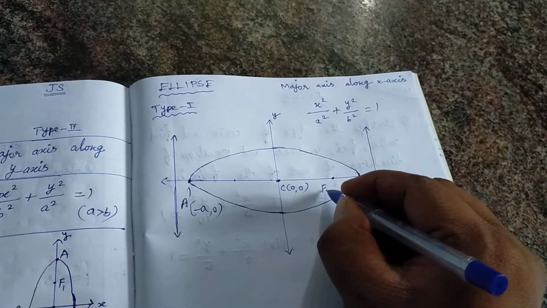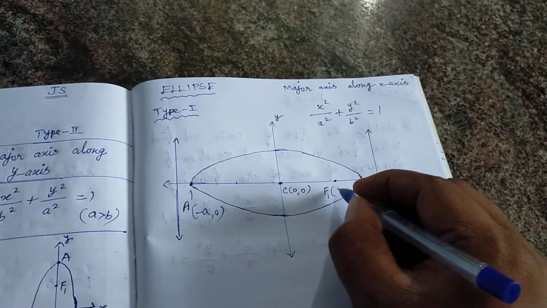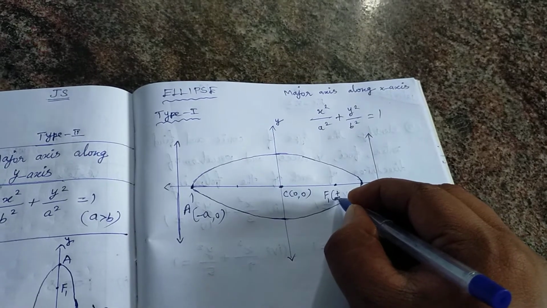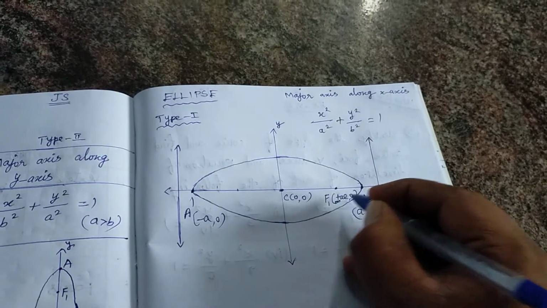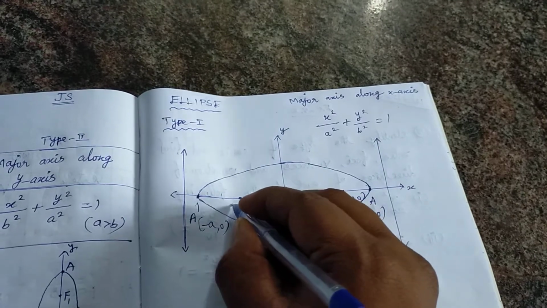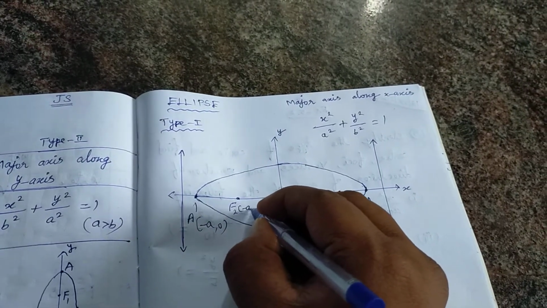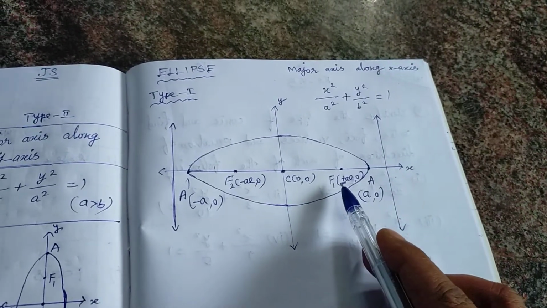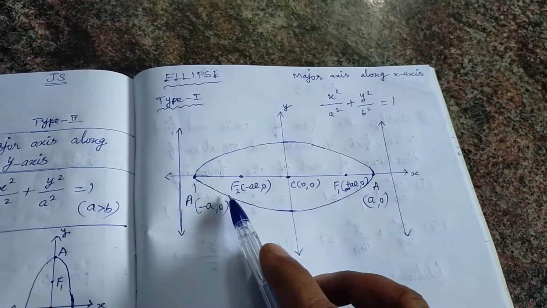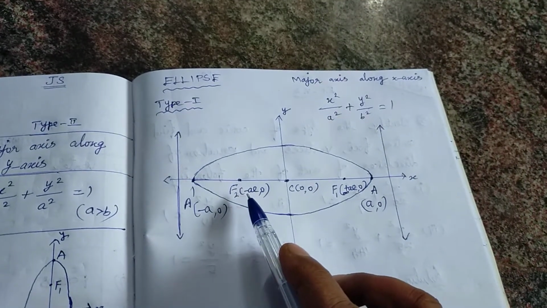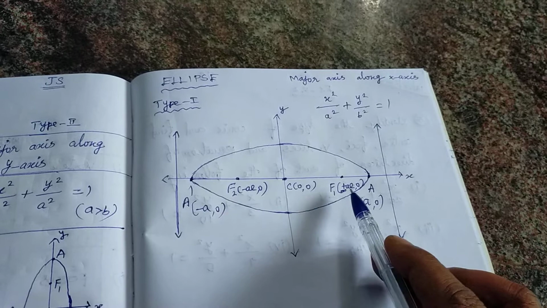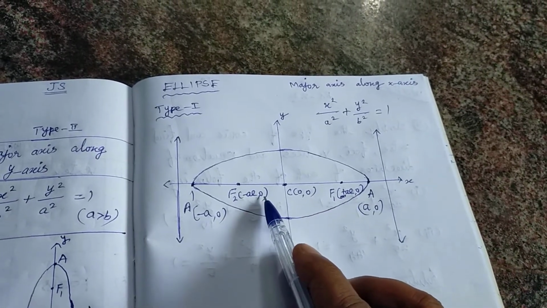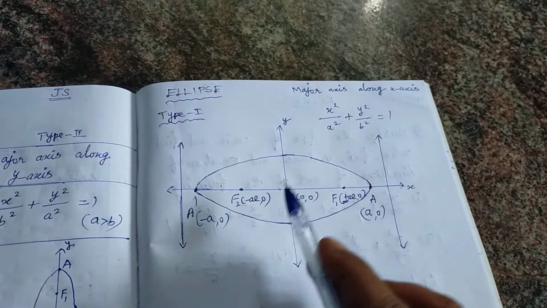Next point, focus. There are two focus, so we call them foci. Plus or minus, this point F1 is plus ae comma 0. This point F2 is minus ae comma 0. Once again, I repeat children, listen carefully. There are two focus. The plural form of focus is foci. So I write plus ae comma 0 and minus ae comma 0. Can you understand children? Okay.